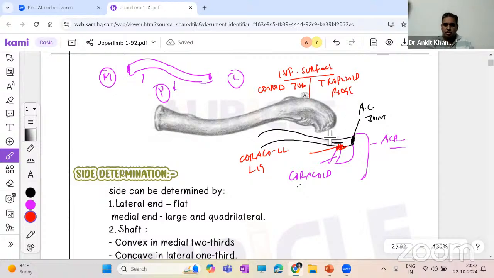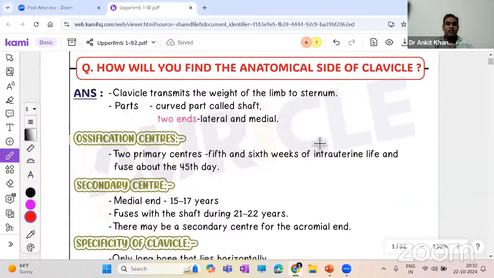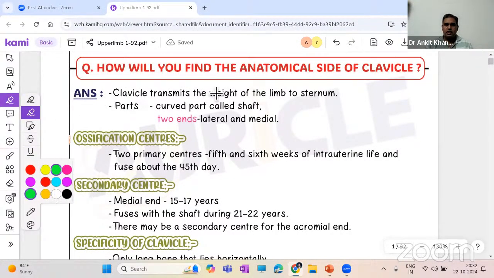Now let me show you the notes over here and see what the important parts are. How will you find the anatomical side of the clavicle? Clavicle transmits the weight. These are all notes over here. It has two primary centers. These are the points I'm highlighting in the notes. These are must-know points. You should know them, and they are frequently asked.